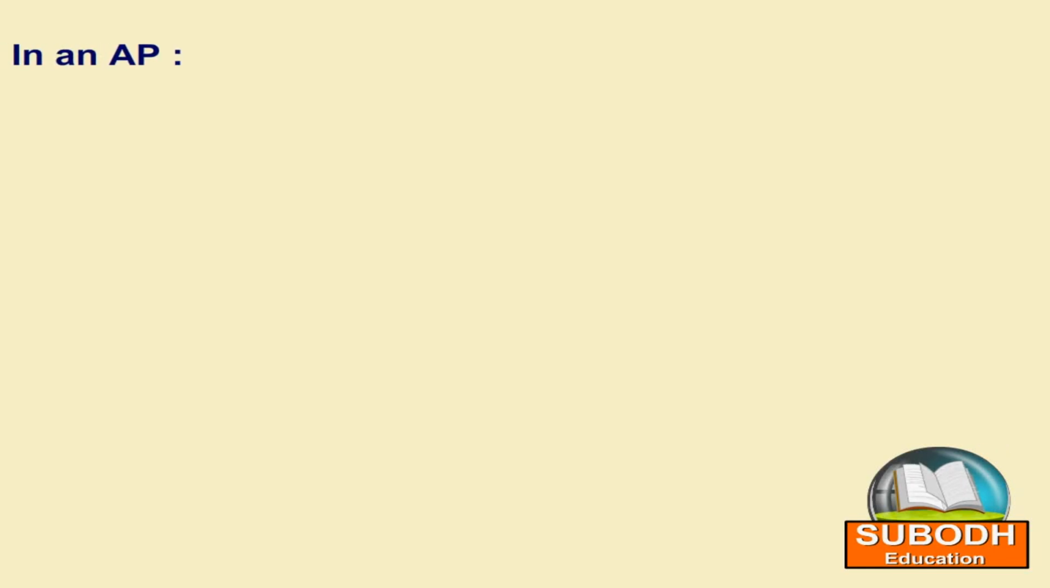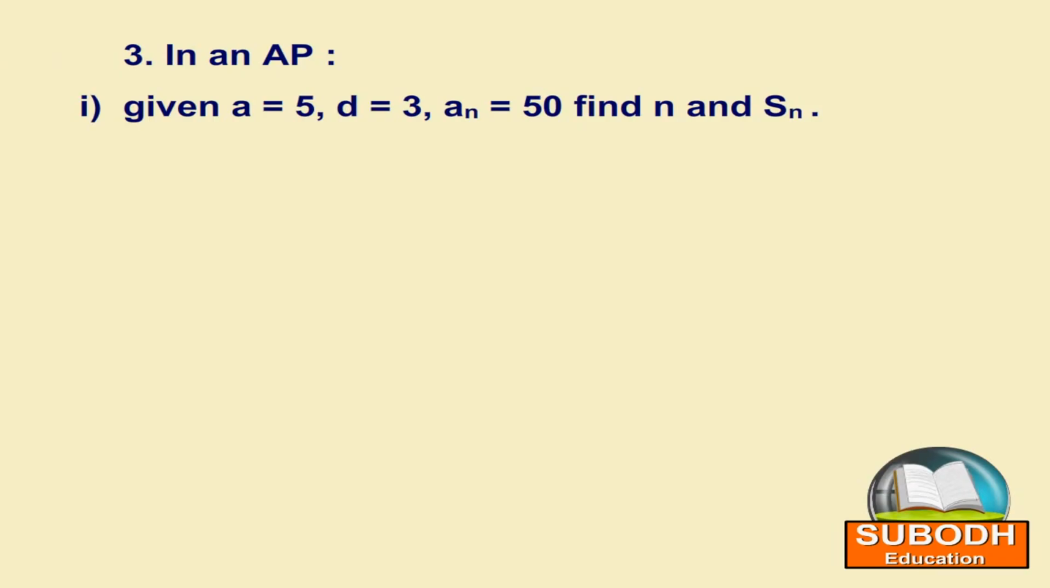Question 3. In an AP, given a = 5, d = 3, an = 50, find n and Sn. an = a + (n - 1) d. an = 50 = 5 + (n - 1) into d, which is 3.